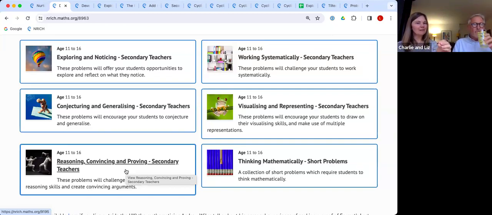Let's just say a word about exploring and noticing before we try our first problem. If we think about professional mathematicians, they are grappling with problems that genuinely nobody knows the solution to yet. There's no, you used a nice word, roadmap for them. And we are trying to give students that experience in the classroom. And so, shall we have a go at our first problem? Okay.